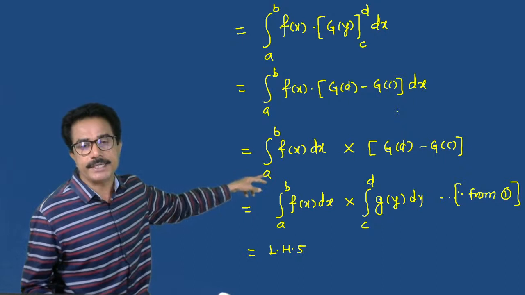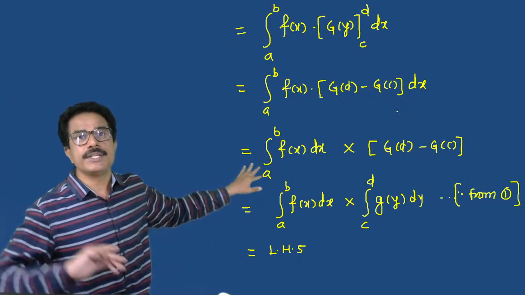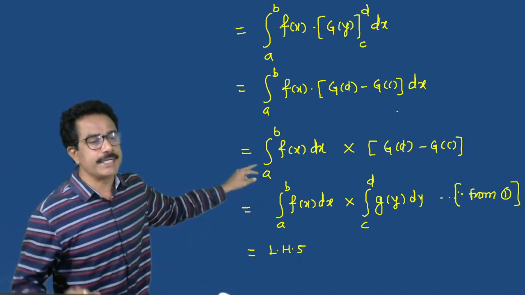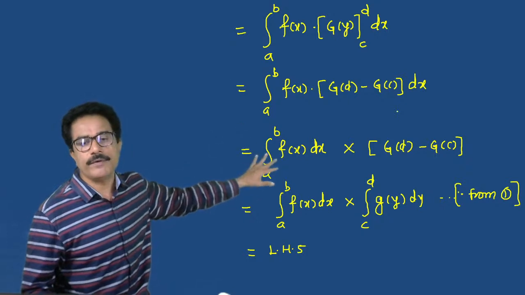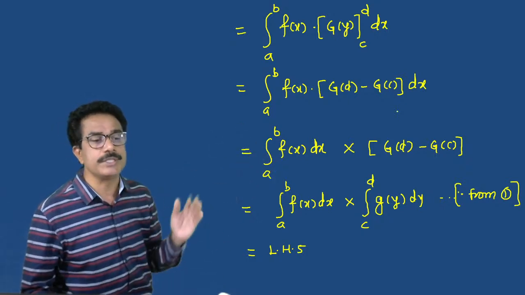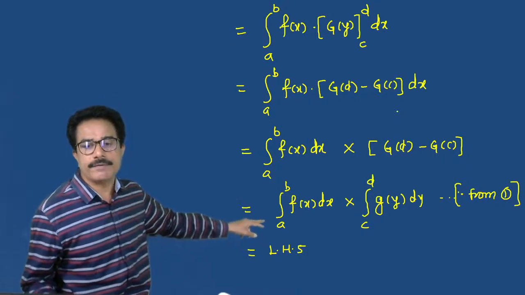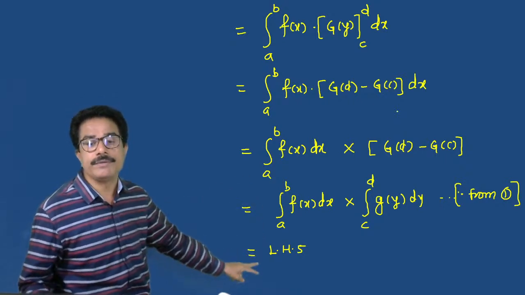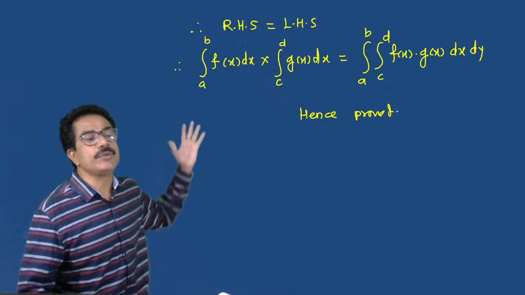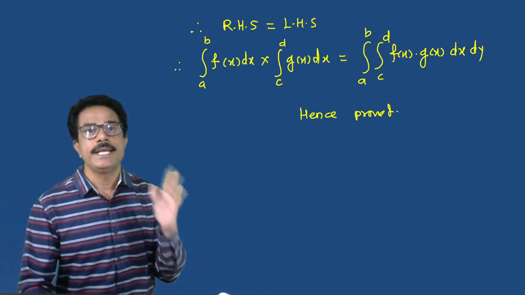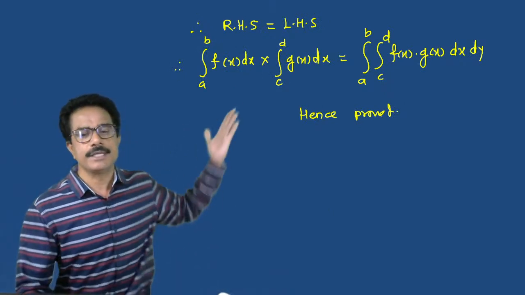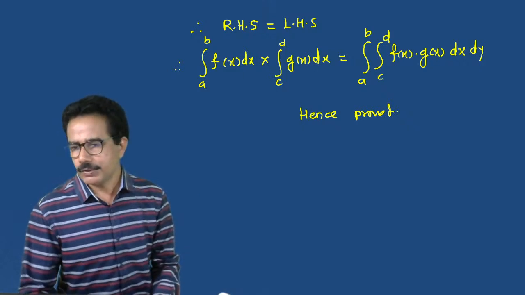You have to separate that from the integration. The integral from A to B of f of x dx is now separated into g of d minus g of c. But g of d minus g of c means the integral from C to D of g of y dy, which will give the LHS. That means thus we can say LHS is equal to RHS. That means this is proved. Is it okay?